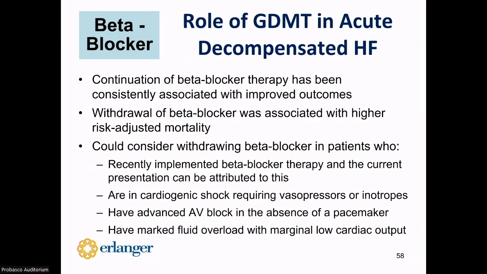So what should we do with beta blockers in the acute decompensated heart failure setting? It's been consistently seen that the continuation of beta blockers has been associated with improved outcomes, and withdrawal of beta blockers has been associated with higher risk-adjusted mortality. You could consider withdrawing beta blocker therapy in patients who were recently started on beta blocker therapy and whose current presentation can be attributed to that new start of a medication, if they're in cardiogenic shock requiring vasopressors or inotropes, if they have advanced AV block in the absence of a pacemaker, or if they have marked fluid overload with a marginal to low cardiac output.